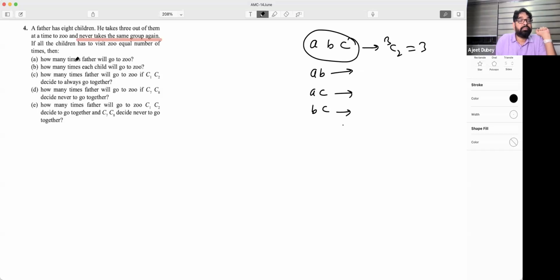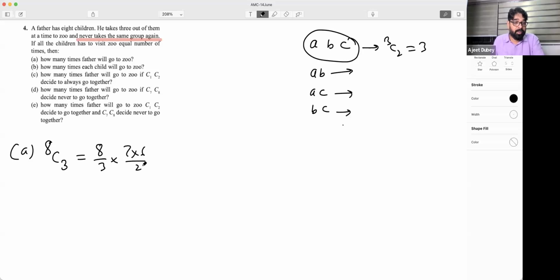So think here, how many times will the father go? There are 8 children. Whatever number of times he can make a group of 3 children, that will be 8C3. And 8C3 will be what? 8 by 3 into 7 by 2 into 6, so 56. Actually, that father will go 56 times to the zoo. I am sure it's clear to everybody.